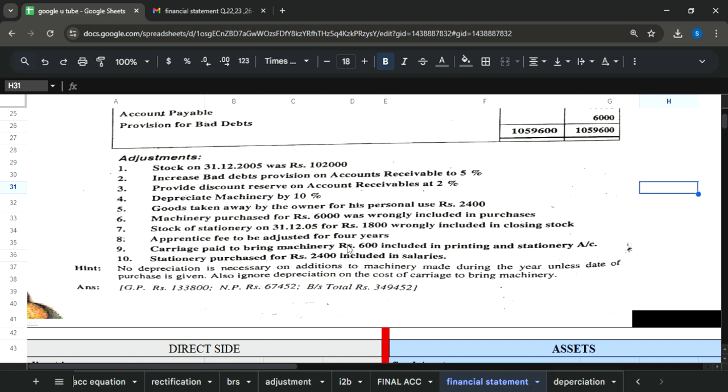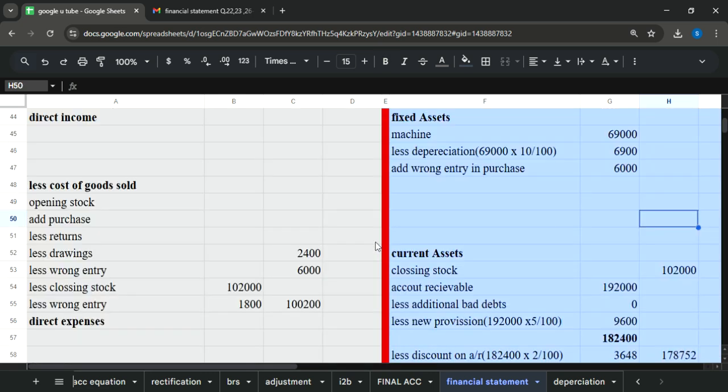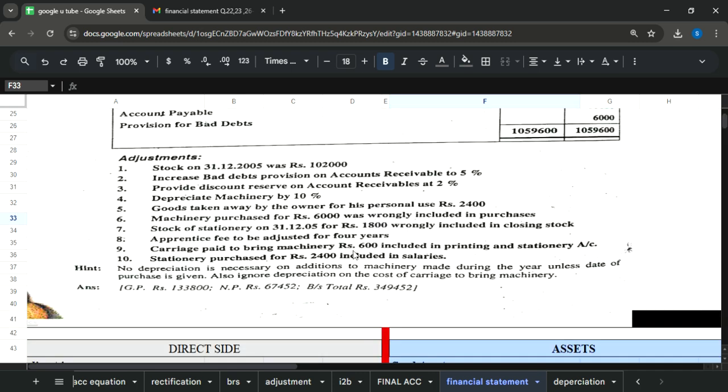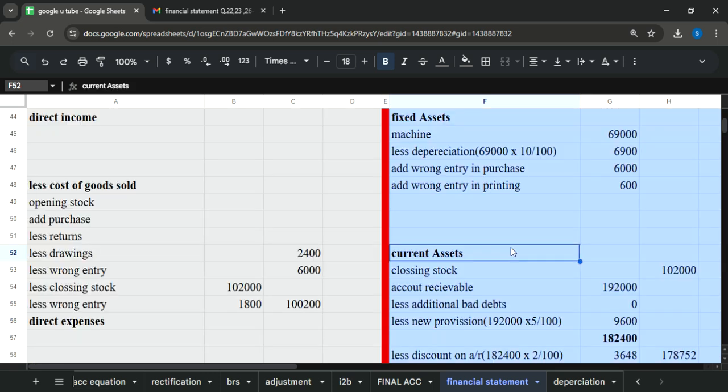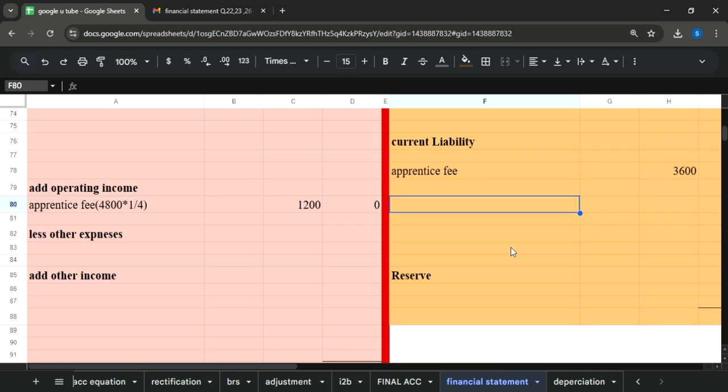Ninth, carriage paid to bring machinery 600 included in printing and stationery. So first we will see where it was actually be added. Carriage paid on machine. It was part of machine. So here you will write add wrong entry in printing. So this is amount 600 which would be added. And since it was wrongly included, carriage paid on machinery included in printing, so you will come over here in operating expenses.